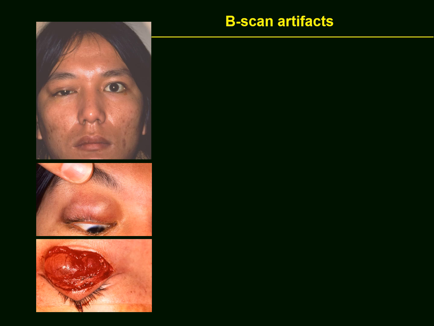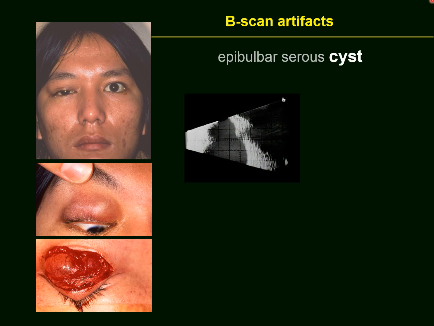This young man had a large cyst, an episcleral cyst anteriorly. We see here a B-scan that suggests a communication of the cyst with the vitreous cavity. That's an artifact caused by total reflection at the surface of the eyeball and the cyst wall.